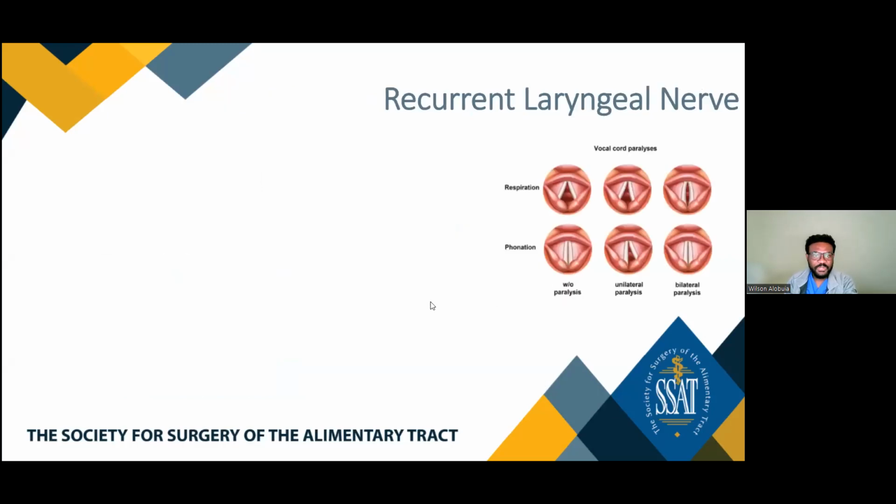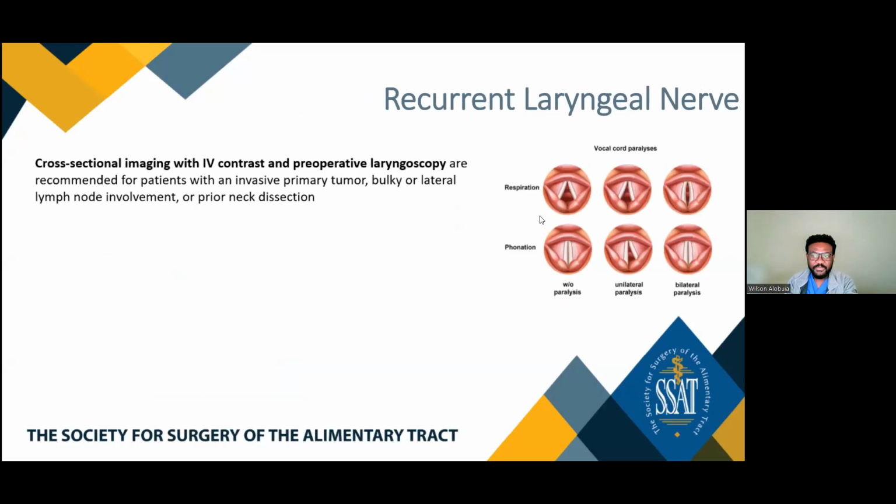And then here, very briefly, I wanted to go over the importance of remembering the function of the recurrent laryngeal nerves. So if a patient has any of these, so a very bulky tumor or prior neck dissection, you want to obtain a cross-sectional imaging and, more importantly, a preoperative laryngoscopy. I've seen this on the outside. You need a preoperative laryngoscopy if they have a previous neck dissection, a bulky tumor, or a lateral lymph node involvement.